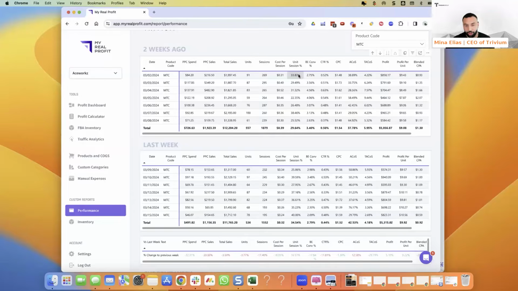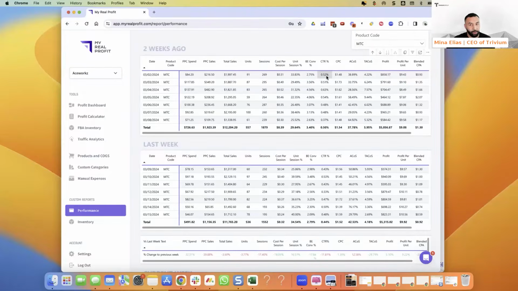Then we have conversion rate, unit session percentage, and the break-even conversion rate. I can touch into break-even conversion rate right now, but essentially what it is: how much does your conversion rate need to be for you to break even, for you to not lose money? 2.75%. So obviously when you're at 29, 33, 31, you're doing amazing.